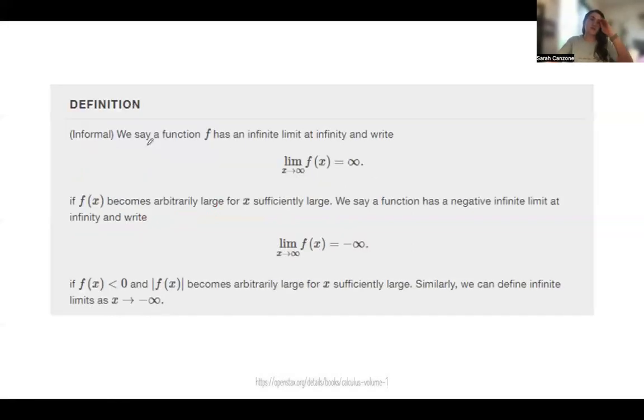All right, so this is just another informal definition. So we say that f has an infinite limit at infinity. So this is a little bit different than the first one that was just a limit at infinity. This is an infinite limit at infinity. And we can write that a limit is equal to infinity, like this and like this. It could be positive or negative infinity.